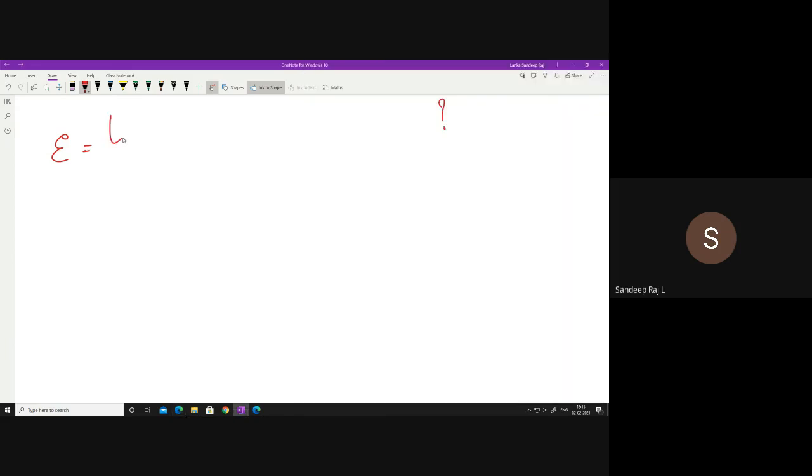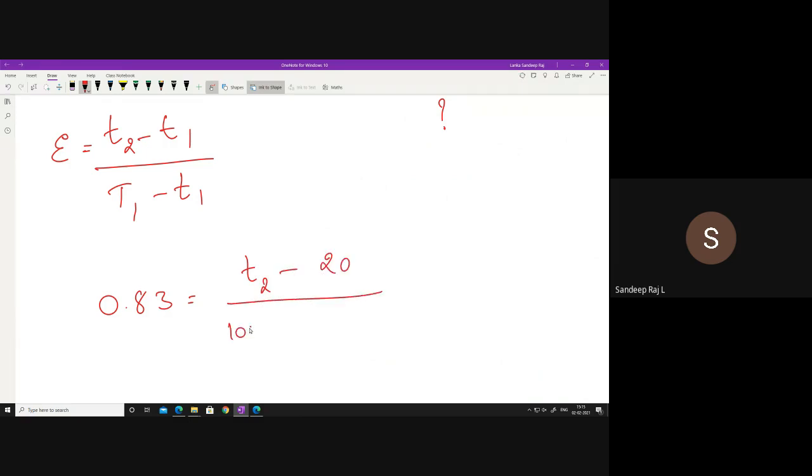So the formula is T2 minus T1 by capital T1 minus small t1. This is the formula. You know the effectiveness value, it is 0.83. T2 is unknown. T1 is given in the question as 20. This is 100. This is 20. That will give you the value of T2. 86.4 degrees centigrade. This is the value of T2.